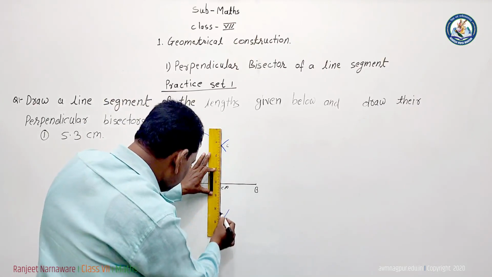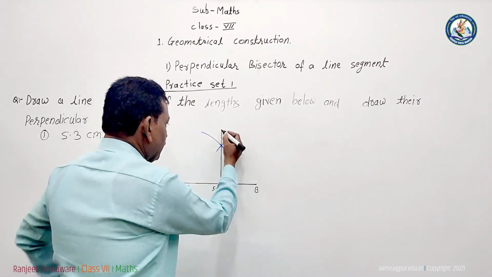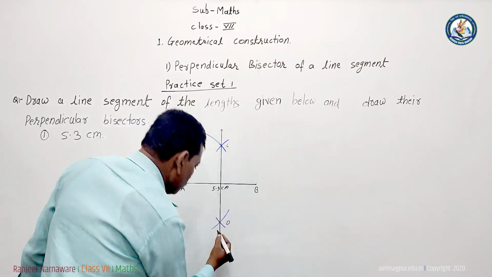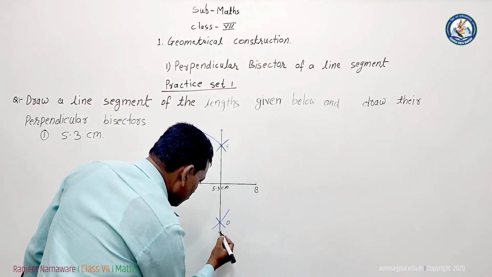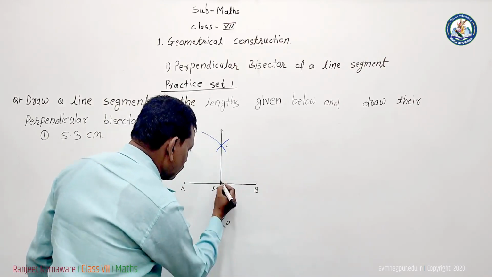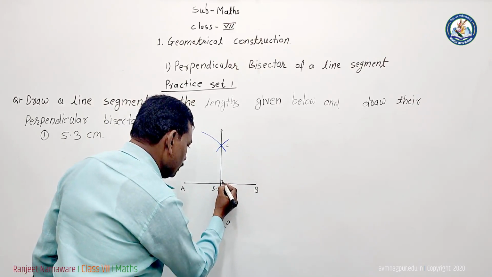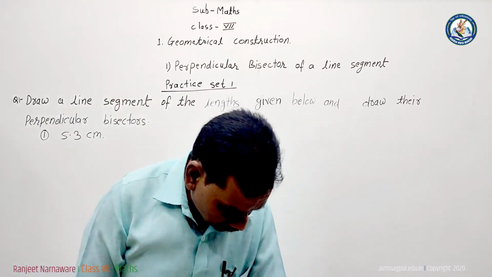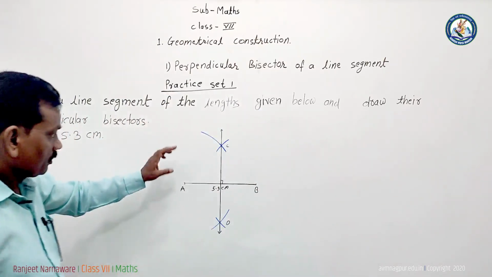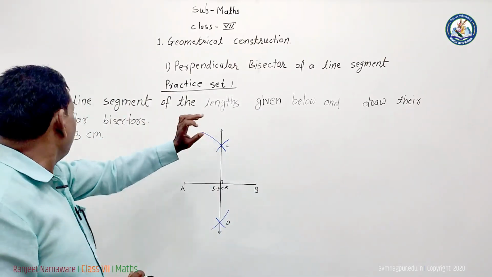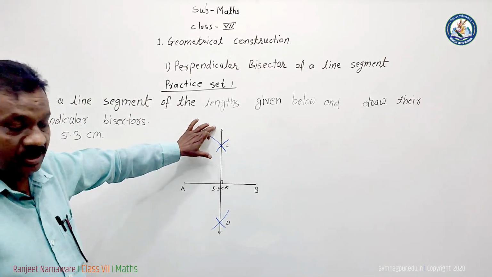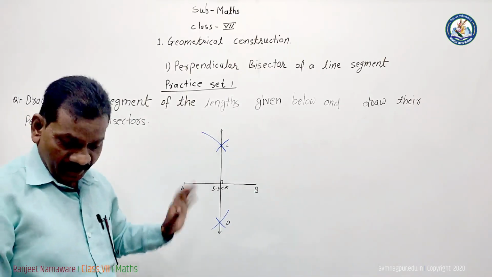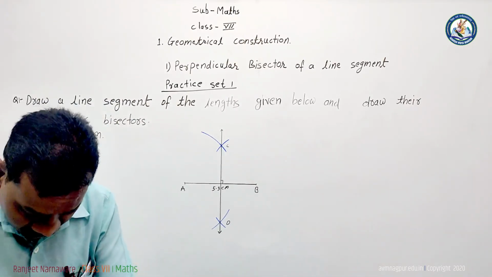Join it. You will get a line which is a perpendicular bisector of the given line segment. And we have to confirm whether it is a perpendicular bisector or not. To verify it, use the divider.